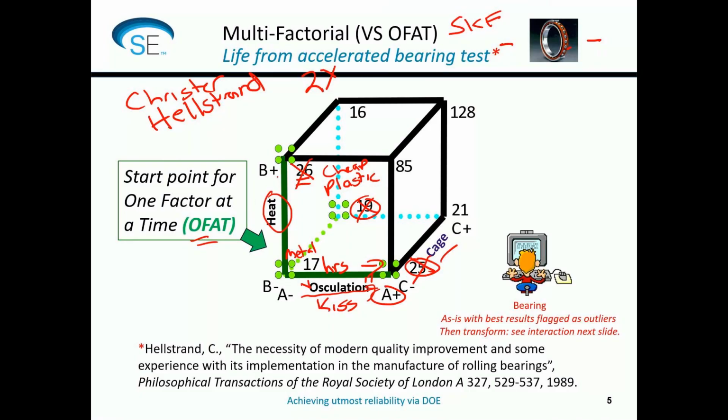Now, what Christer learned was we could do a design that has two levels of each factor with the three factors and do all 8 possible combinations. And immediately, of course, you can see here in the upper right, they realized that there was a two-factor interaction between A and B. And this created a breakthrough improvement.